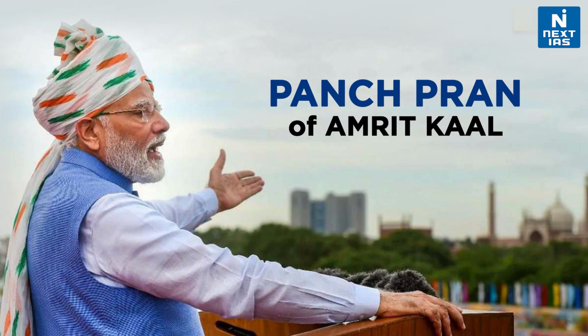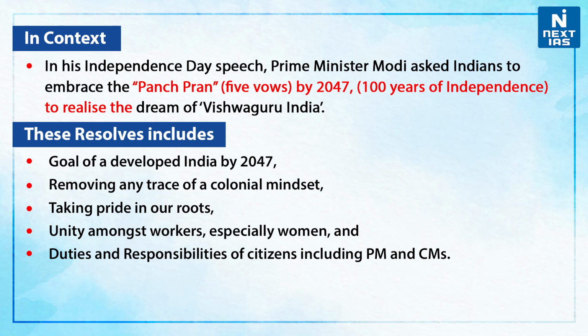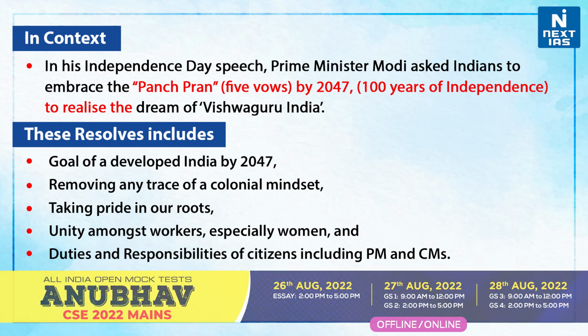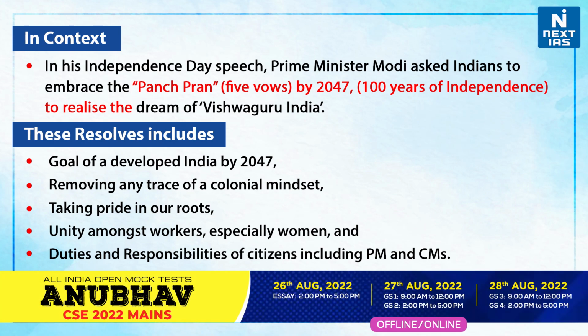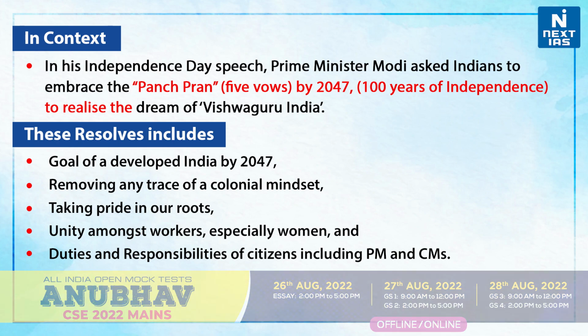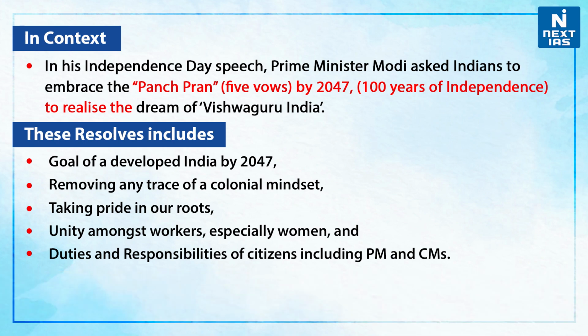In today's video, we are going to discuss the Panch Pran of Amrit Kaal. So recently in his Independence Day speech, our Prime Minister Narendra Modi asked Indians to embrace the Panch Pran, or 5 vows, by 2047, and that is on the 100 years of independence, which is to realize the dream of Vishwaguru India. And these resolves include the first one as goal of a developed India by 2047.